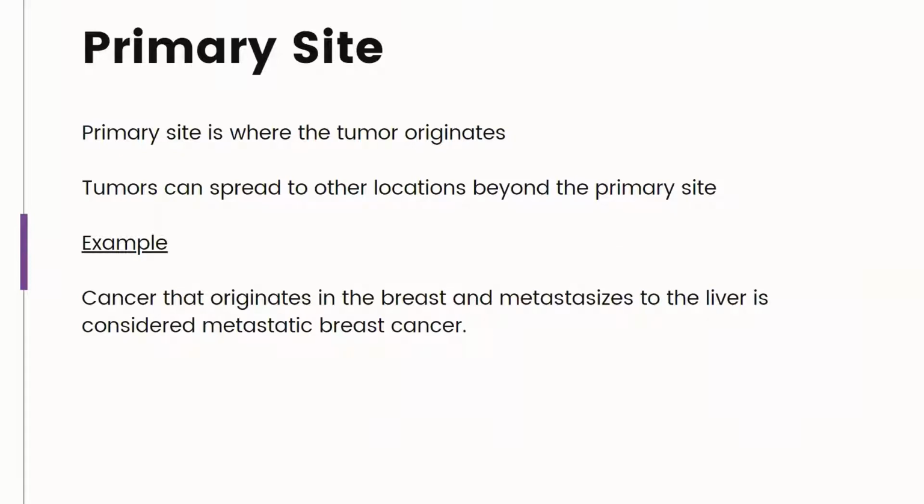The only additional thing I should say to keep in mind with primary site is that it's referring to where a tumor originates, not everywhere a tumor might have metastasized to. So for example, a cancer that originated in the breast but spread to the liver would be called breast cancer. In fact, it would be called metastatic breast cancer. But it wouldn't really be called liver cancer or a hepatocellular carcinoma or anything like that.